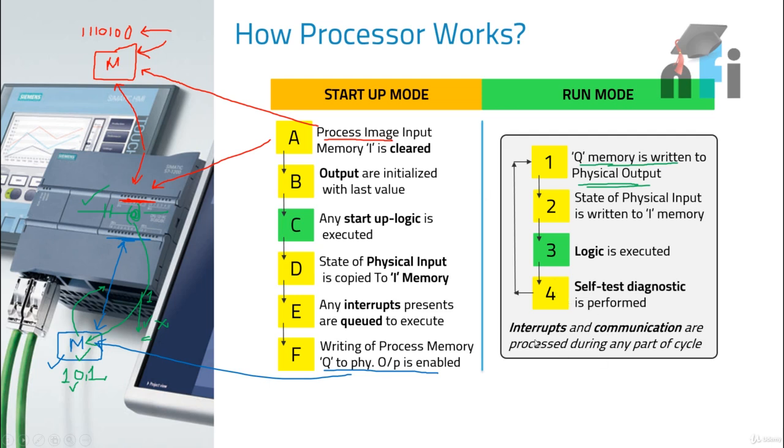And in this scan time, interrupts and communications are processed during any part of the cycle. As I told you, interrupts do not depend upon scan time, and communication means to read and write the output in some HMI or some external communication with RS-485, which is executed in any part of the cycle. So this is basically how a processor works in any PLC. This is specifically about S7-1200, but this is generally in all the PLCs.